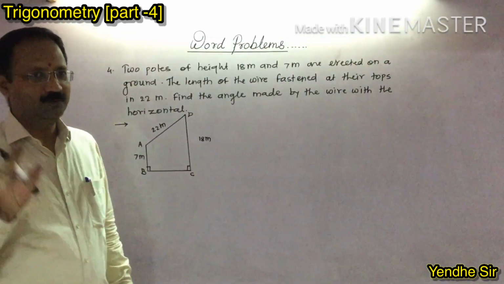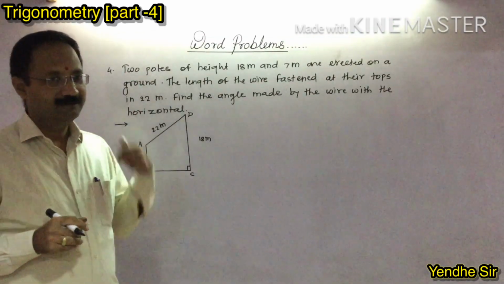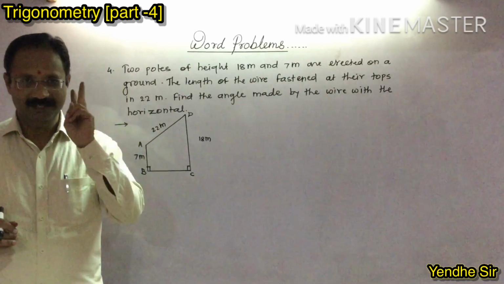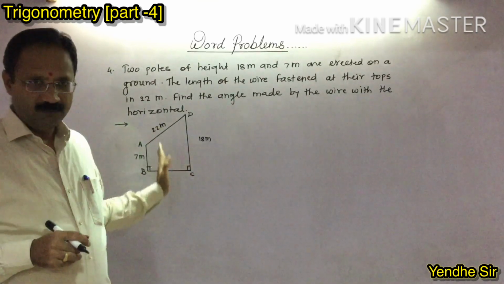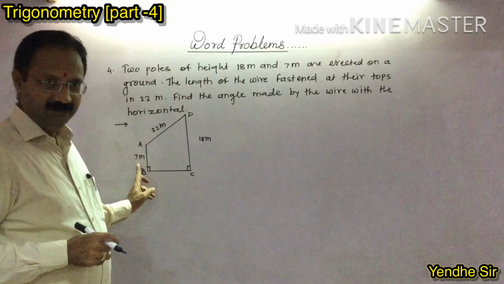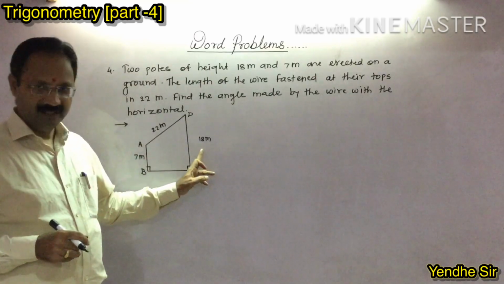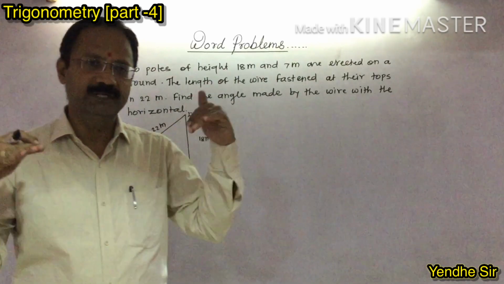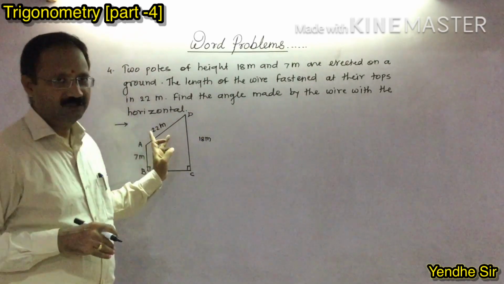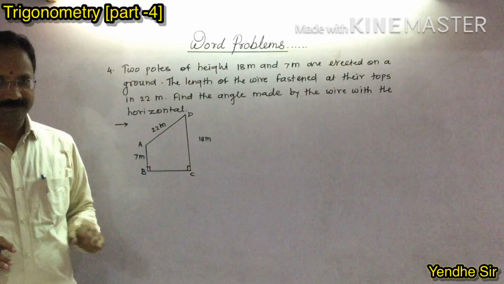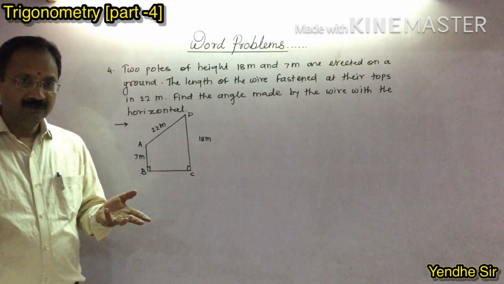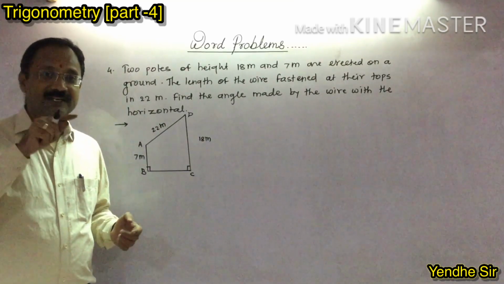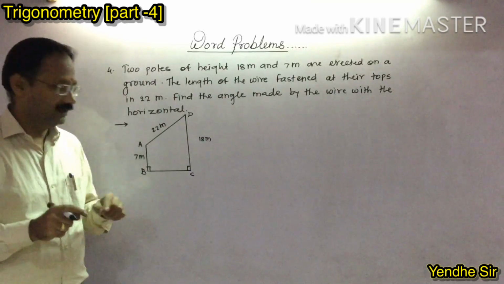Let's start with the fourth sum, which is different. What is given here? There are two poles whose height is 7 meter and 18 meter. And there is one wire which is erected between them. The length of that wire is given 22 meter. And what do you have to find out? The angle of elevation made by that wire.